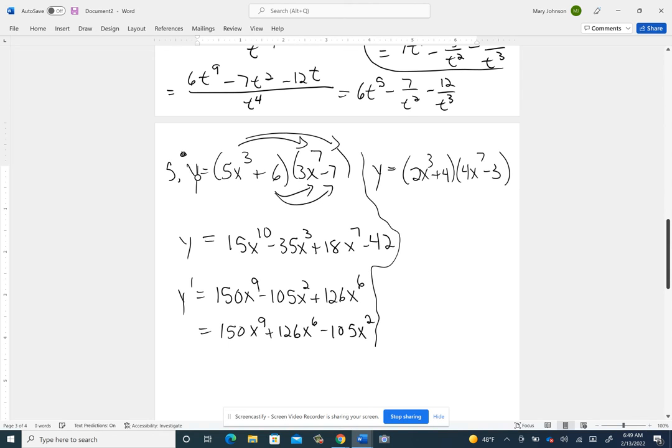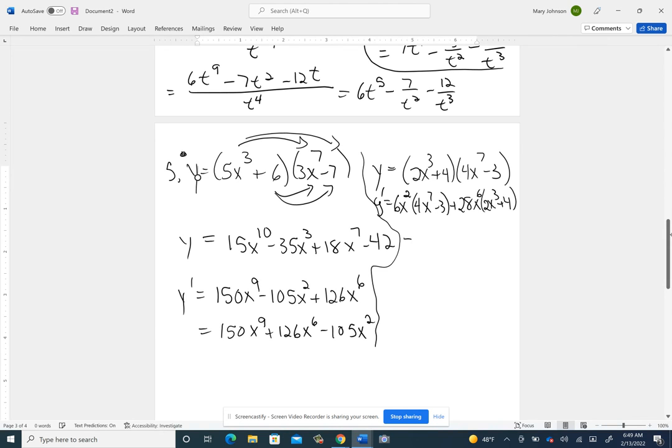Now you could have done the product rule on that, and if you did, you take the derivative of one of them times the other plus the derivative of the other one times the first. Let me move that over a little. So let me try that again. So when I do that one, I'm going to do derivative of one of them times the other plus the derivative of the other one times the first.